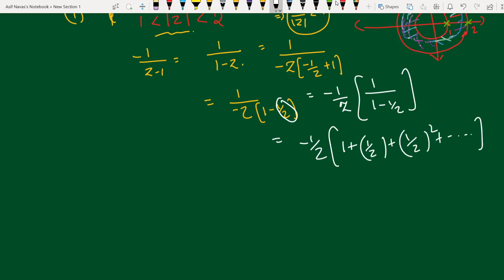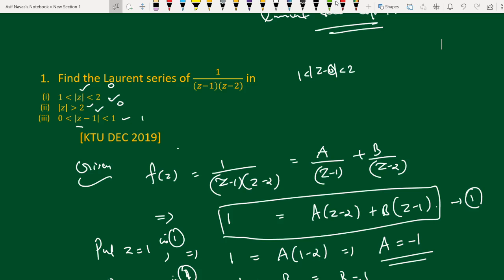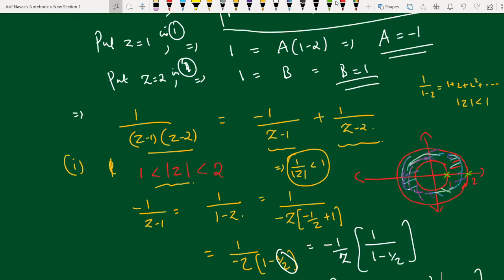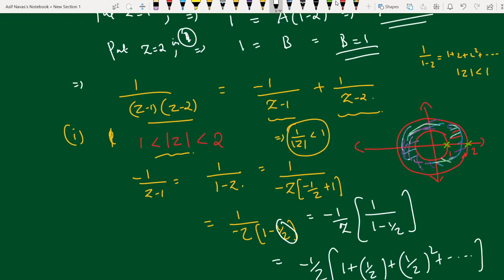Okay, any doubt? This is valid when mod 1 by z is less than 1, which implies mod z is greater than 1. If you take the reciprocal, here it is valid, right? Because our region is mod z greater than 1 and in between 1 and 2.